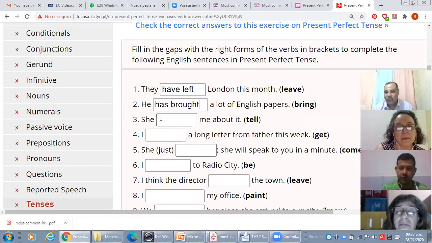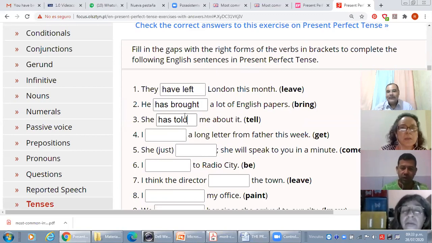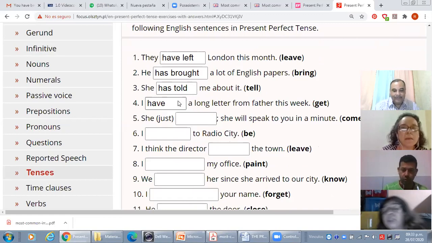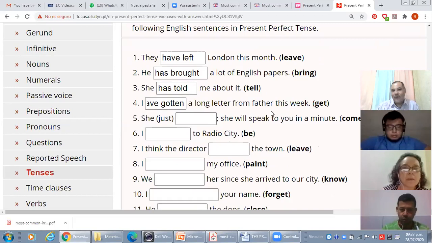Two more together. She, what is the auxiliary? She has told. And what is the past? She has told me about it. Are we clear? Gonna do one more. What is the auxiliary? I have gotten a long letter from father. Is gotten. I have gotten a letter from father this week. Yo he conseguido. A letter from father this week.